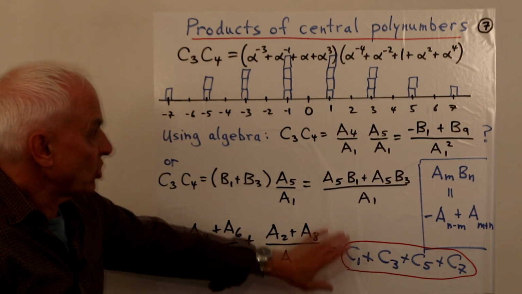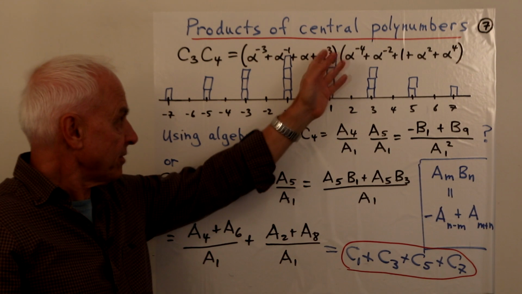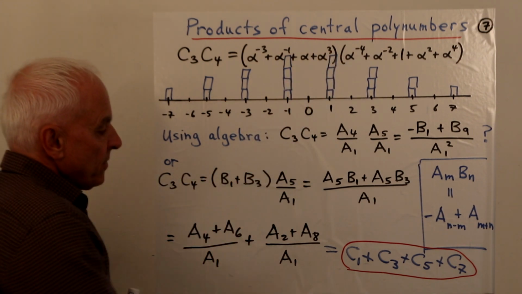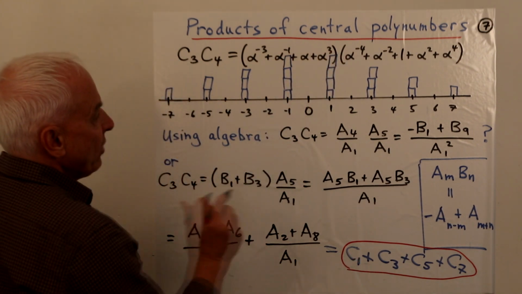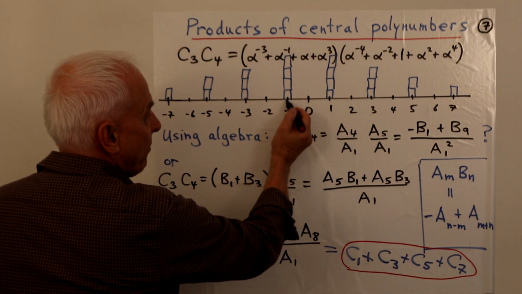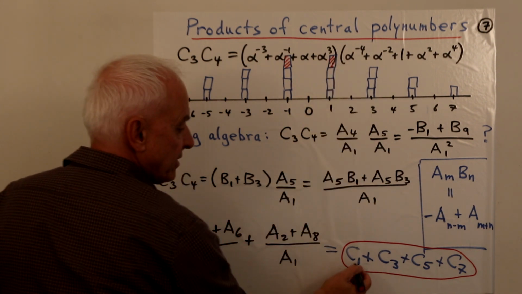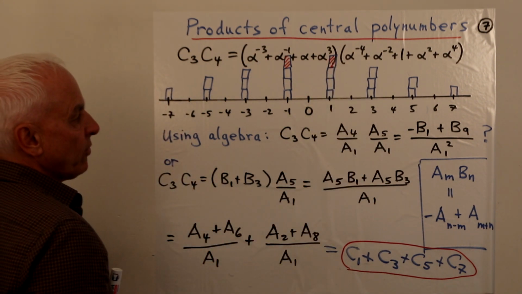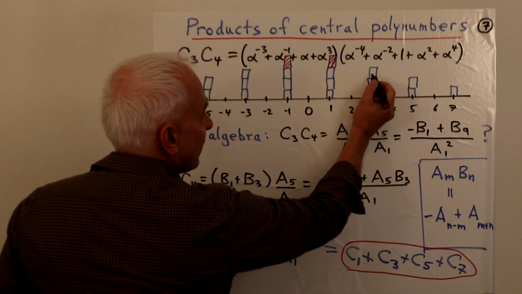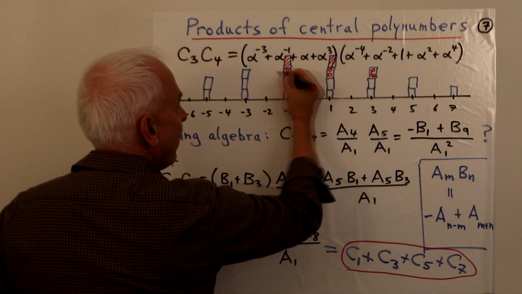Let's compare that to what we got when we just did it with algebra in terms of densities. You see the C1, where's C1 in this story? C1 is the alpha plus alpha minus 1. So it's that thing there and that thing there. That's C1. And where is C3? Well, C3 is this one, and this one, and this one, and this one.